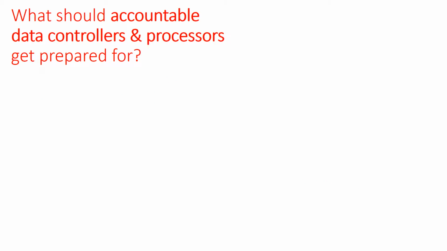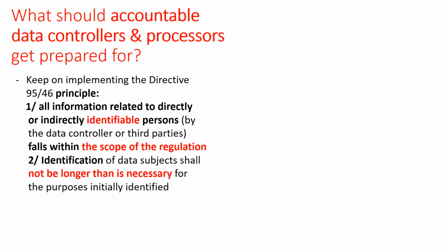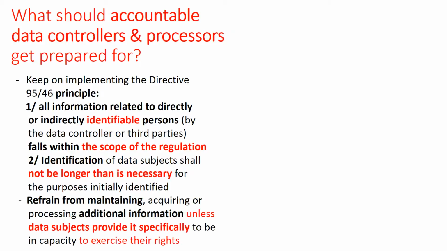What should accountable data controllers and processors get prepared for? First, sticking to the core principle laid down in the Directive, stressing that all information directly or indirectly allowing to identify persons fall within the scope of the regulation. Second, taking due account of the fact that the identification of data subjects shall not be longer than necessary. Refraining from maintaining, acquiring, or processing additional information just for the data subject to be in capacity to exercise their rights. In such a case, the data subject would specifically provide additional information.